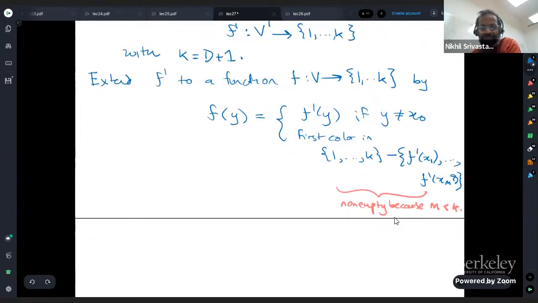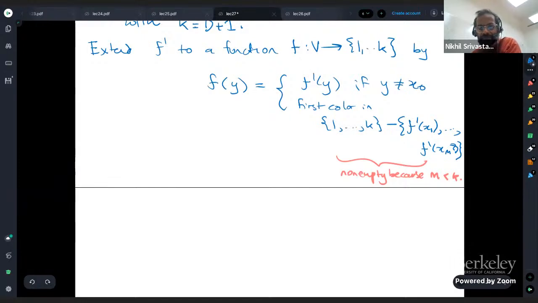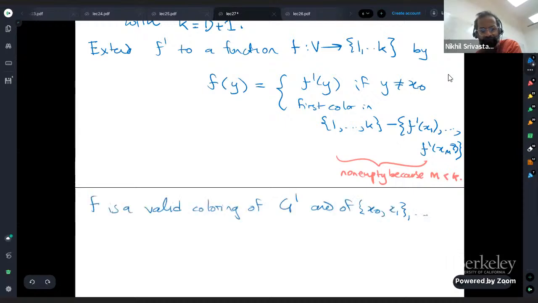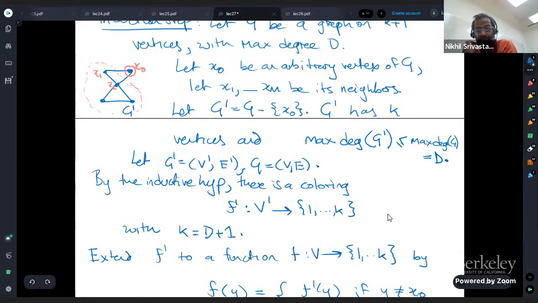And now you just check that this F is a coloring. So F is a valid coloring of G prime and of all of these edges, X naught, X one, all the way up to X naught, XM. So F is a valid coloring of G. That's it. It's not a very complicated proof.